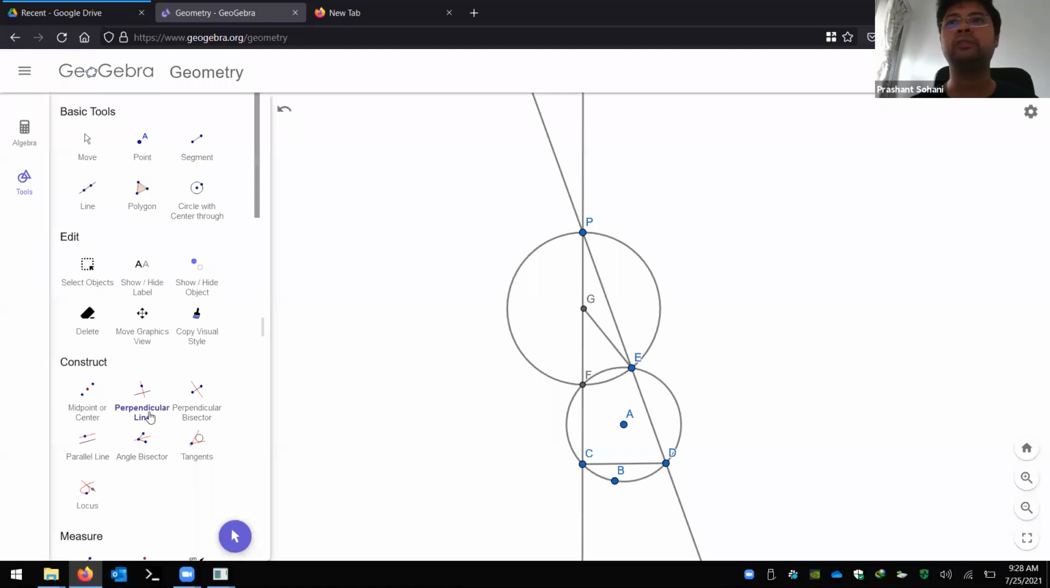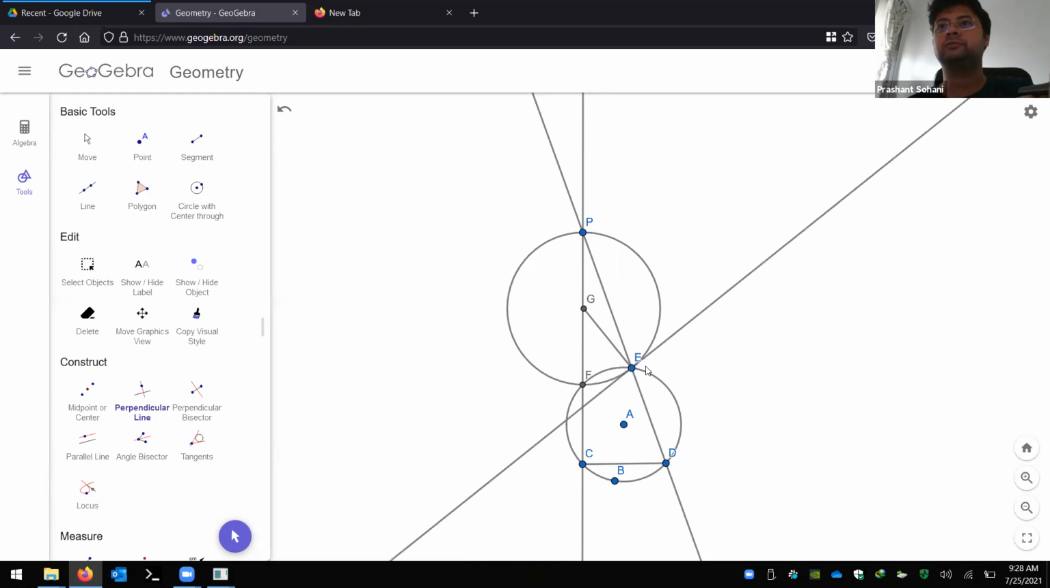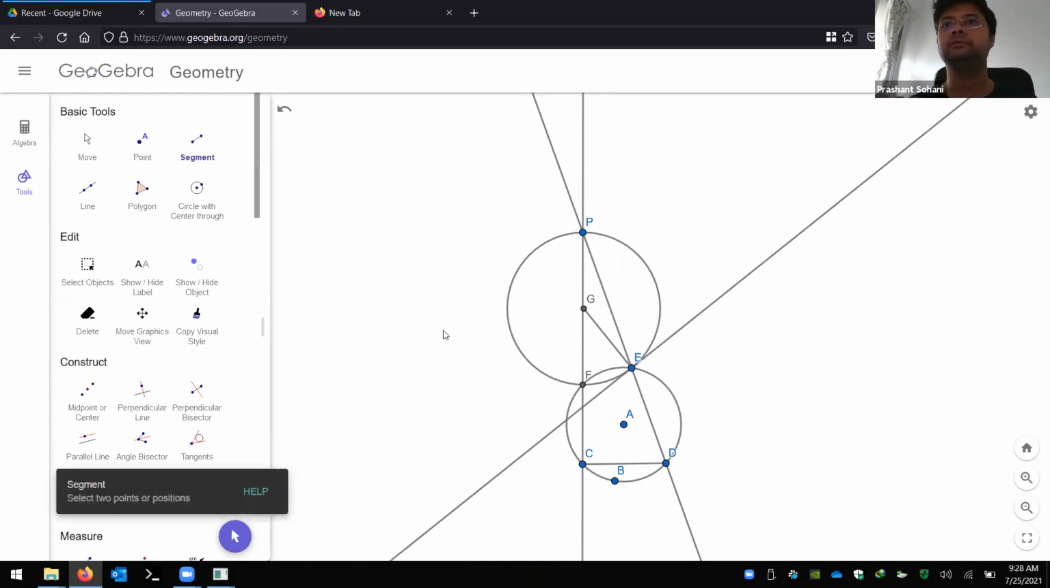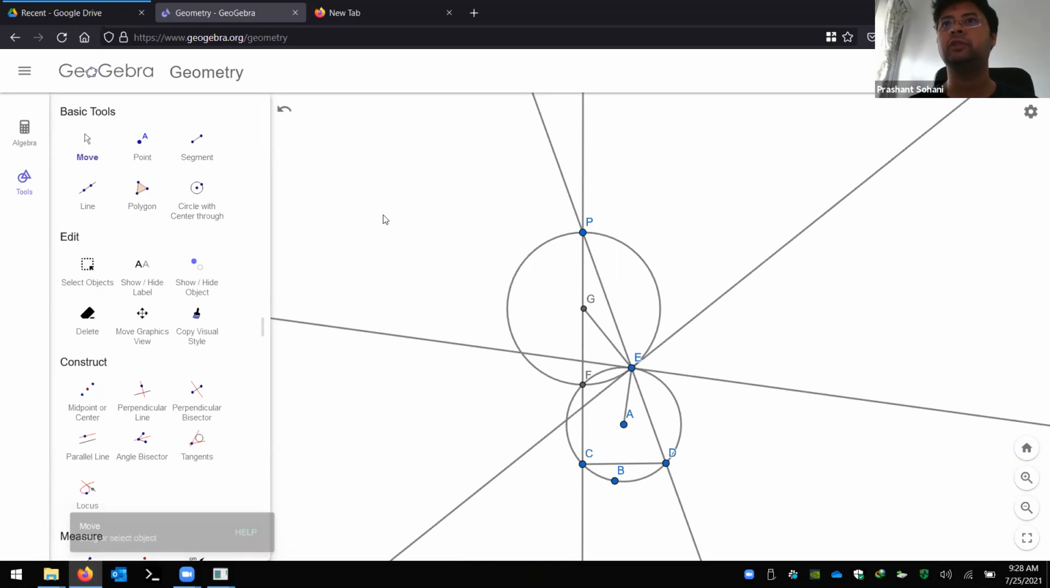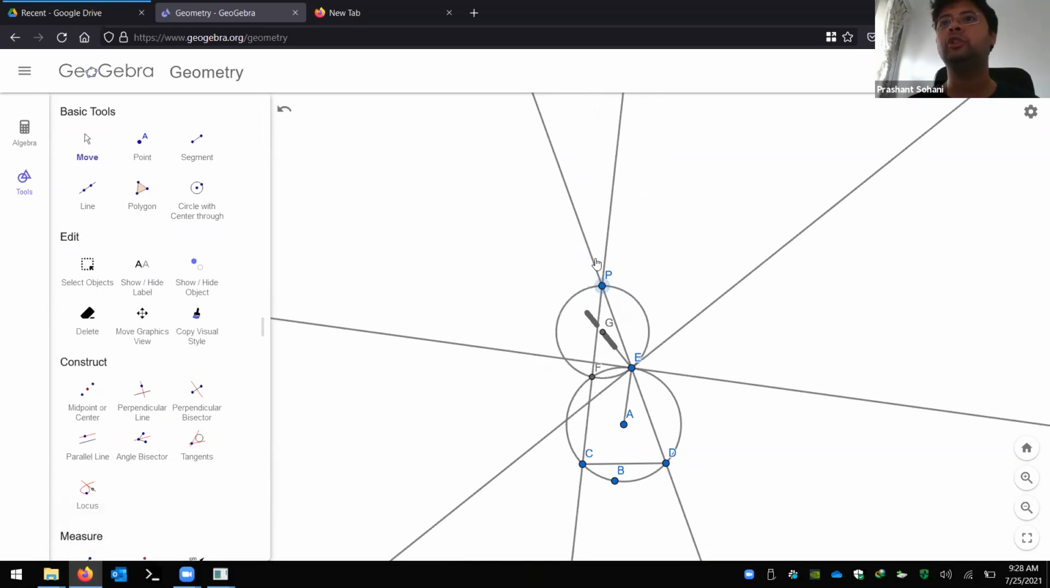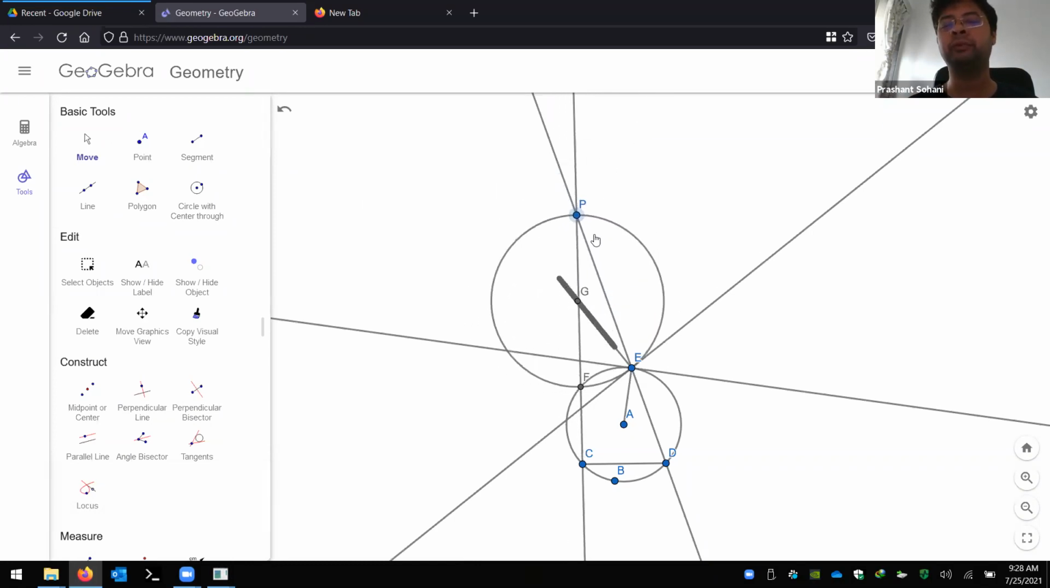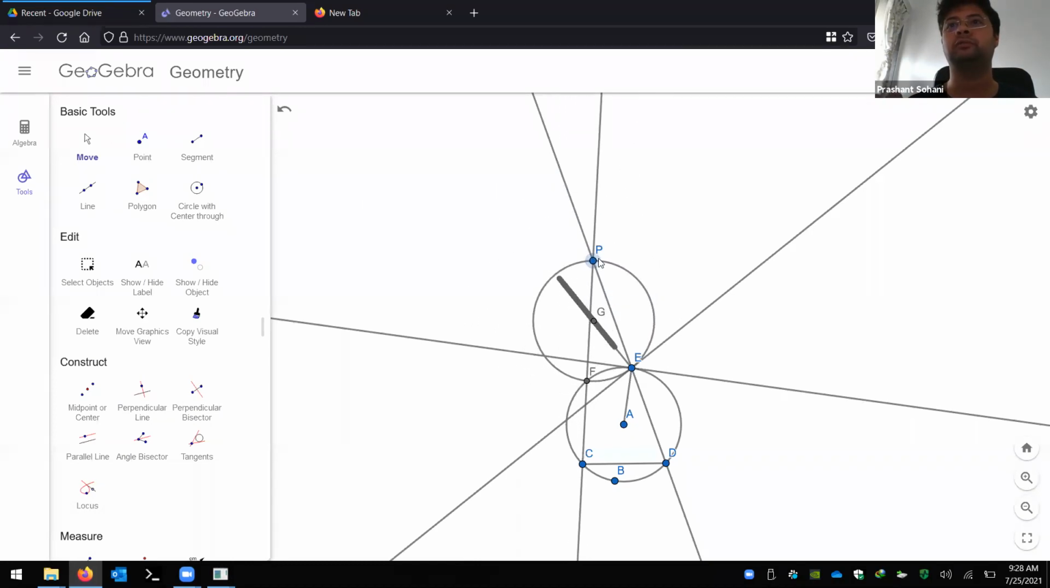So the angle which we are interested in is, obviously, this is the first tangent. And this is the second tangent. So as point P moves, you see that both tangents are the same, which means the angle of intersection between the two circles is also constant, which is quite amazing.